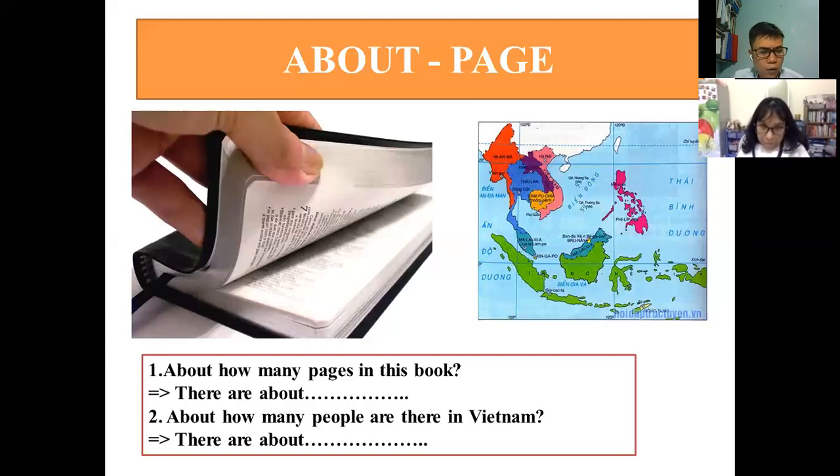Okay, about how many books have you ever read? I think there are about 50 books. For 1 year or until now? Until now. When you were born until now, you read 50 books. Okay. You need to read more books next year.